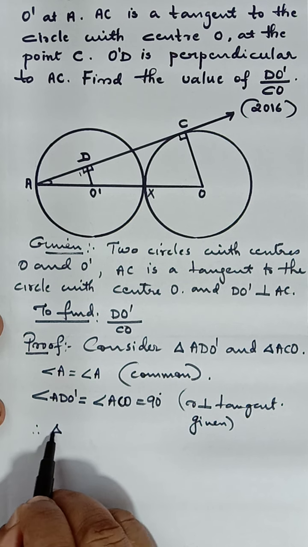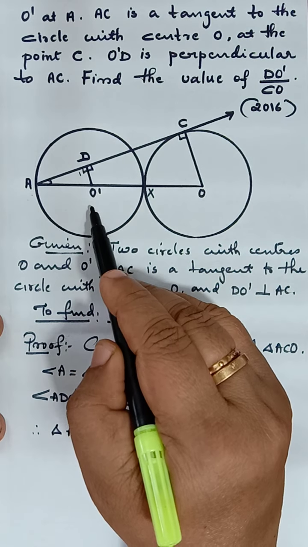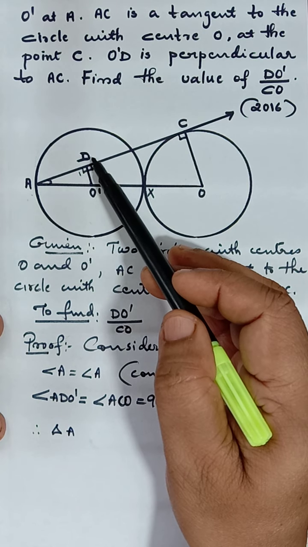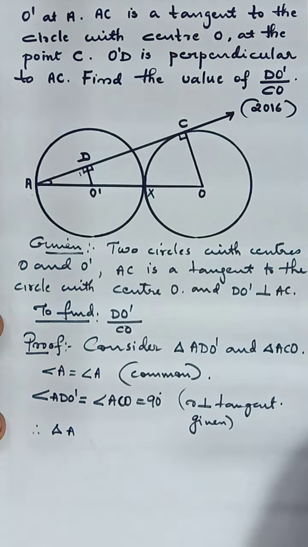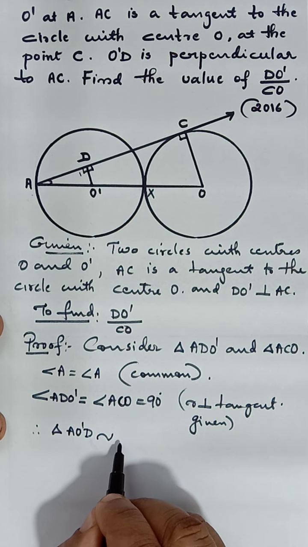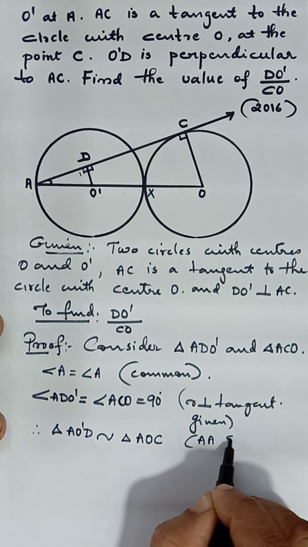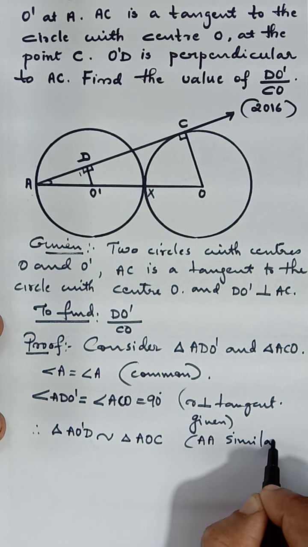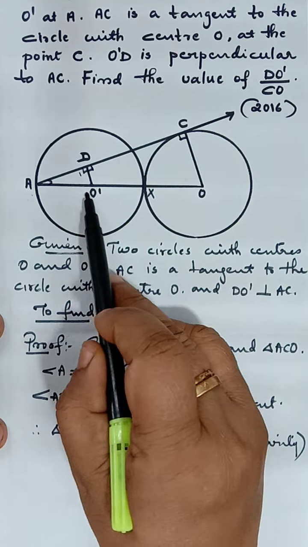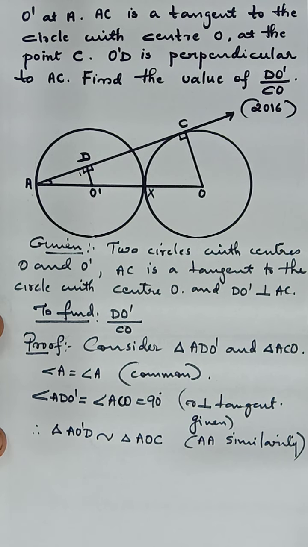Therefore, we have to say triangle ADO dash, or in another way we can write O dash AD or AO dash D. In any form we can write triangle AO dash D is similar to triangle AOC. It is by AA similarity. Check again: AO dash D similar to AOC, by AA similarity.